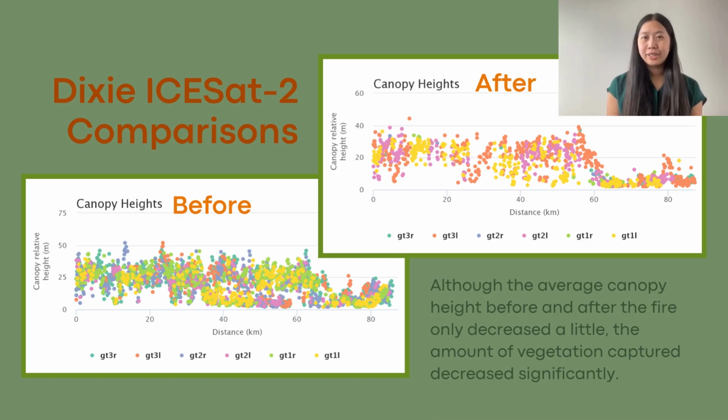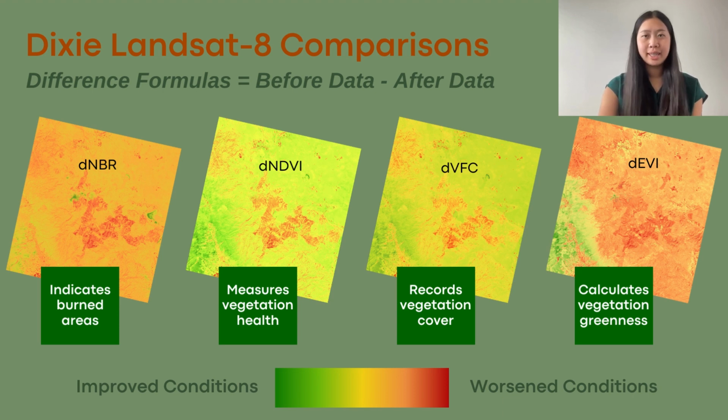The ICESat-2 data shows that the average canopy height before and after the fire only decreased a little, but the amount of vegetation left decreased significantly. Like the Landsat data shown in the Camp Fire comparisons, the red part of the images show that the data had worsened conditions after the fire, while the green part of the images show improved conditions of the fire. Overall, the changes in the vegetation are only slight and not drastically different.